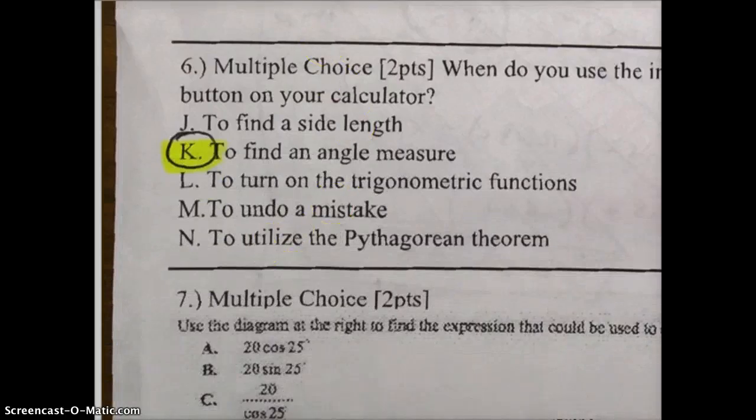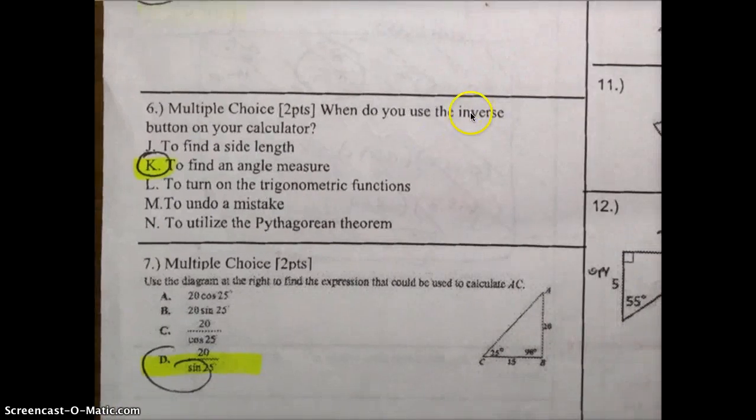When do you use the inverse button? The inverse, remember, means it's like an exponent. It has like a little -1 button on your calculator. You only do that to find an angle measure. That would be K.